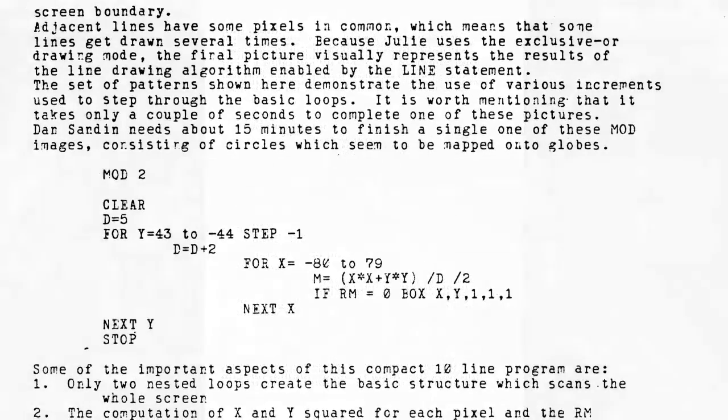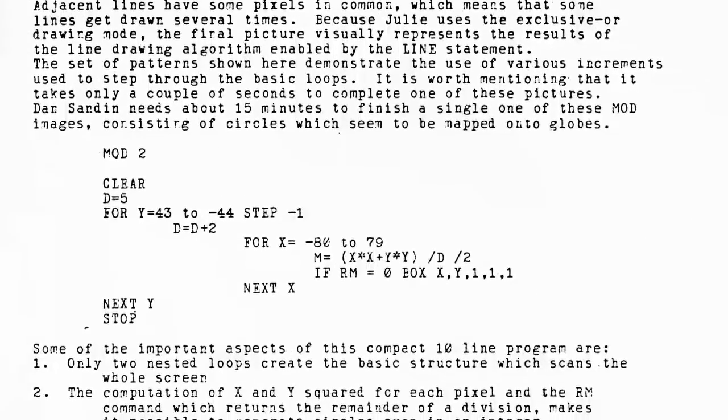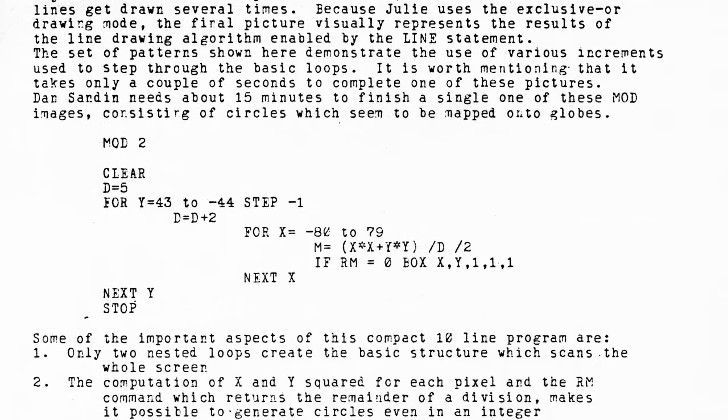Now this is the page that has Mod 2, where it says Mod 2, it says clear, D5, for y equals 43, etc. It's about 10 lines long. And this is not set up in the format that Bally BASIC requires you to type in your program. But yesterday I typed this program in.